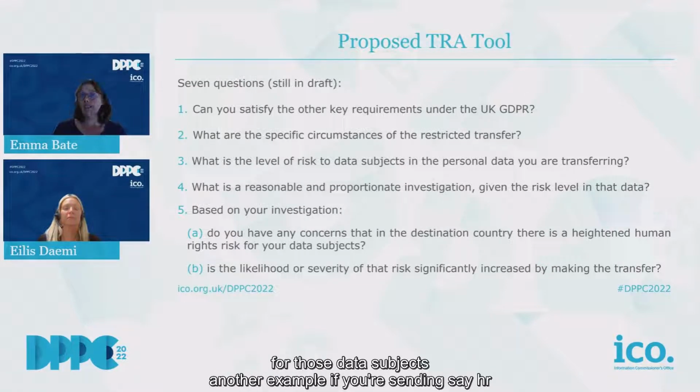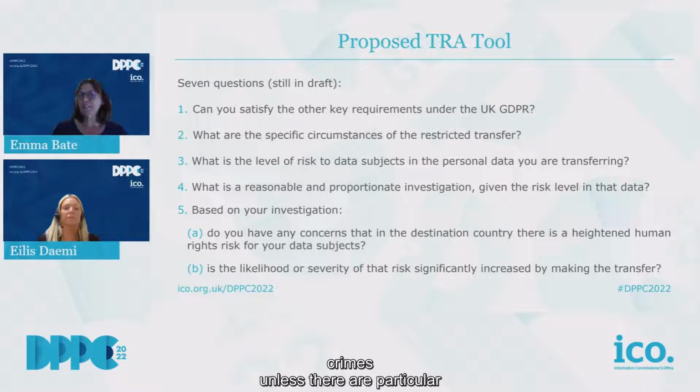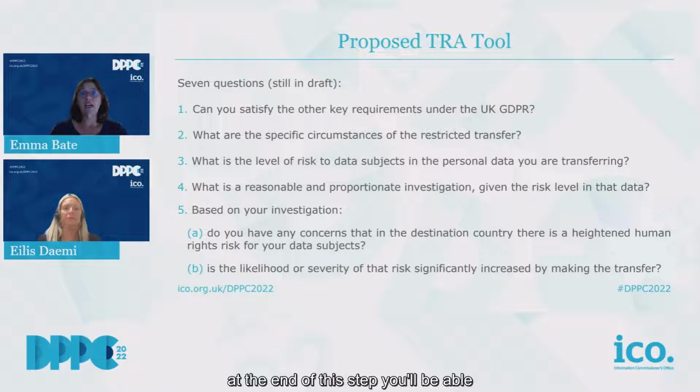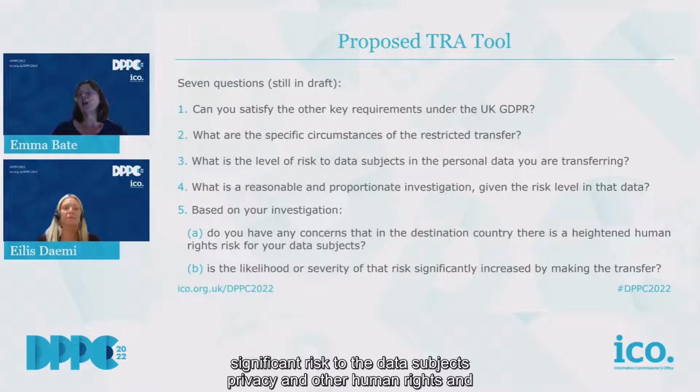Another example, if you're sending, say, HR data to a country with the death penalty for serious crimes, unless there are particular circumstances, you might conclude that the transfer isn't going to increase the risk of that particular human rights breach for your data subjects. At the end of this step, you'll be able to make a note if there's any specific personal data where you think there is a significant risk to the data subject's privacy and other human rights, and you're going to need that for step 7.